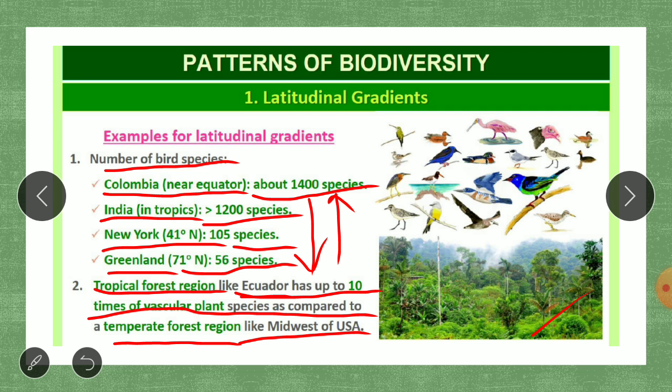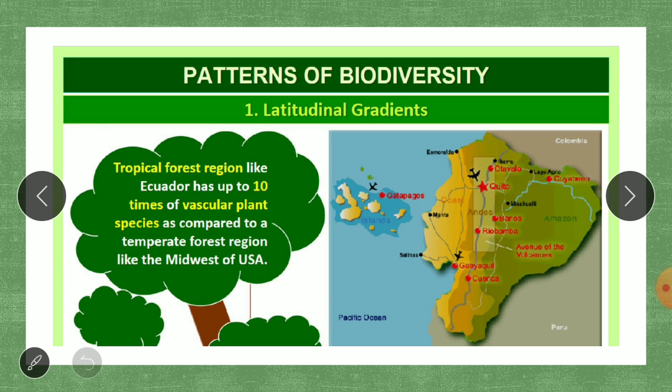10 times more number of these gymnosperms and angiosperms when compared to the USA, which is there in the temperate region. Again, this proves that as we are going towards the equator, the number of species are more when compared to when we are going to the North Pole and the South Pole.